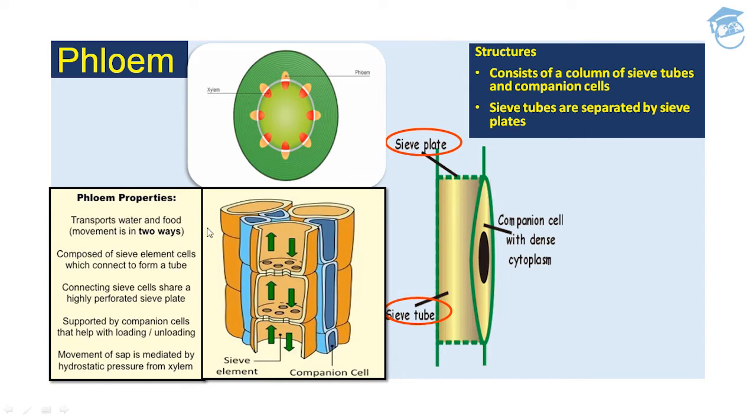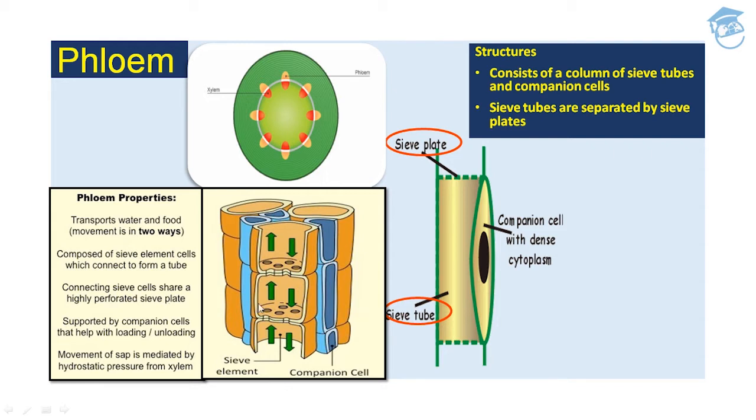Phloem properties: it transports water and food. Movement is two-way, unlike xylem. Xylem has only one-way movement, but phloem transports water and food, that is, movement is bidirectional. It is composed of sieve element cells which connect to form a tube, and it connects sieve cells that share a highly perforated sieve plate.